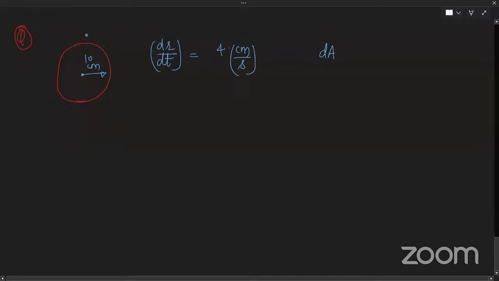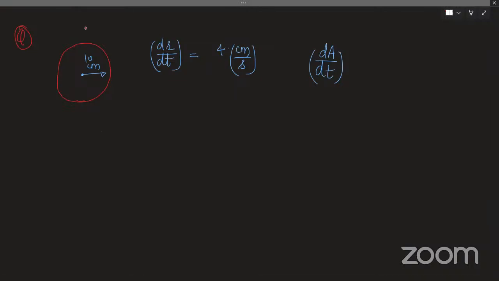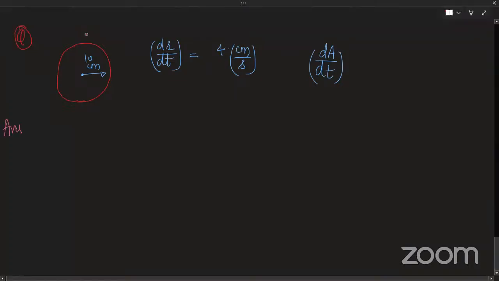So it's been given to you that the rate of change of radius with respect to time is 4 centimeter per second. And it is asking you what is the rate of change of area with respect to time. So obviously, can you write area as a function of radius? Tell me. Pi r square, sir. Yes, pi r square, right?